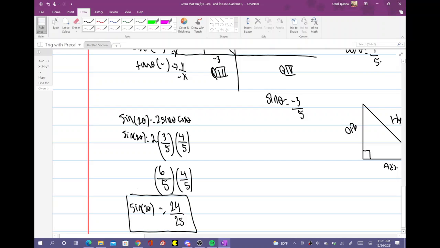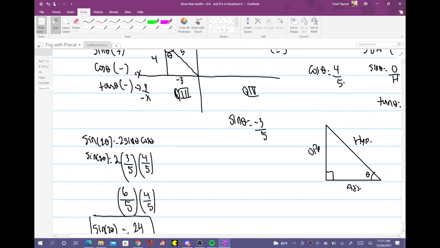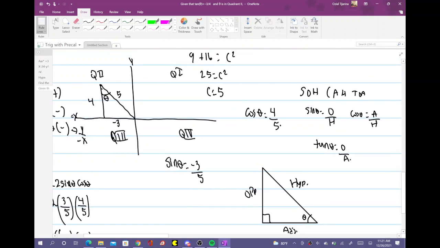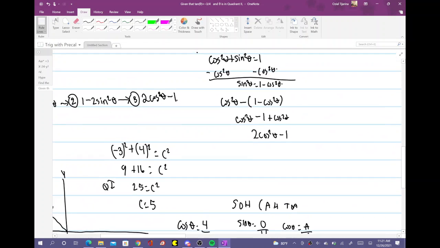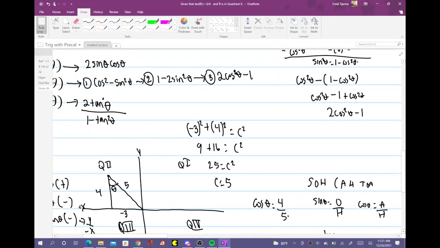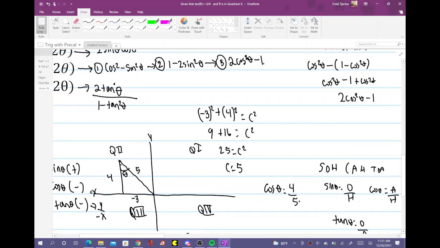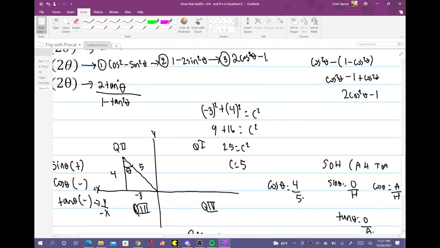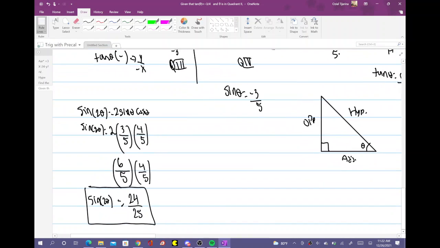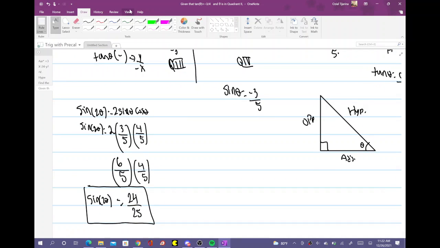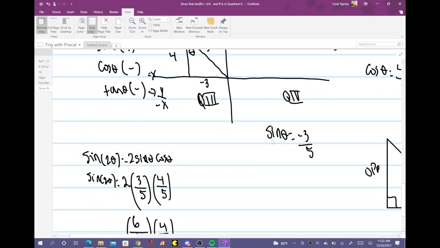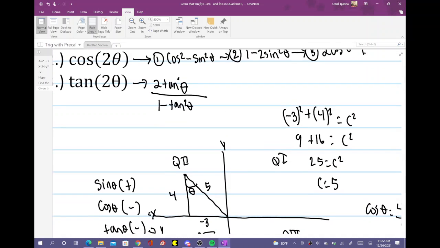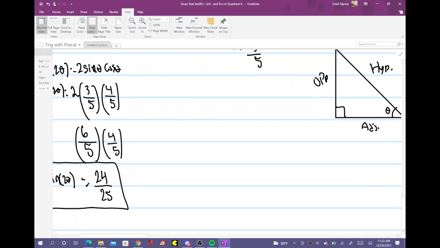So now what about cosine of 2 theta? So cosine of 2 theta, we can do it any way. Cosine squared theta minus sine squared theta, or we can do 1 minus 2 sine squared theta, or 2 cosine squared theta minus 1. So for cosine of 2 theta, we can do it whatever way works. Let's actually do it as cosine squared theta minus sine squared theta.